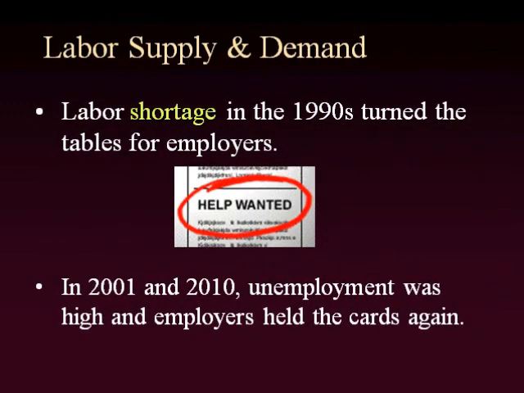If you can remember back to the 90s, there was a labor shortage where the tables were turned on employers. They were doing pretty much anything they could to get employees with the skills that they needed. This was especially true in high tech and in the communications arena. But in 2001, the tables turned again, and unemployment was the highest that it has been in 20 years, and employers hold the cards again.